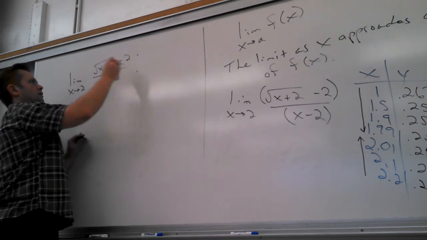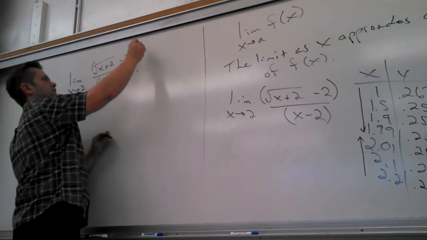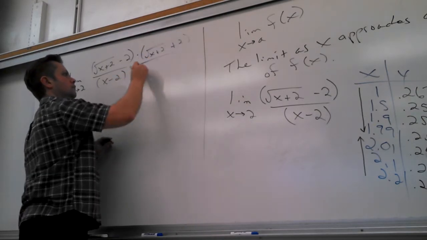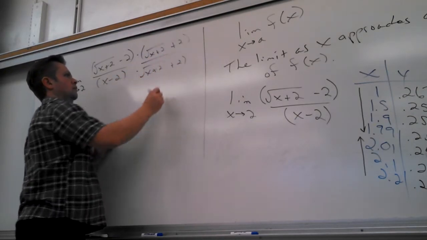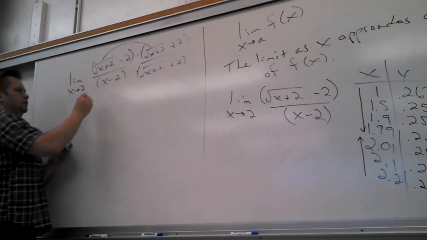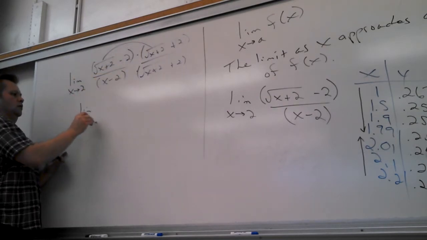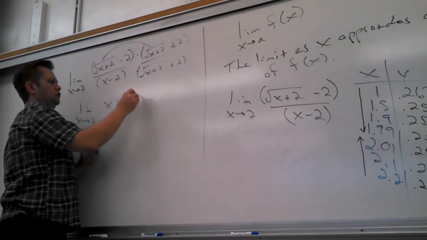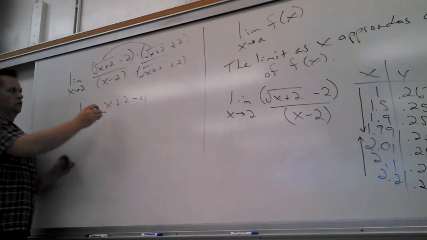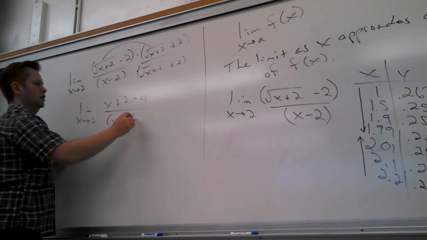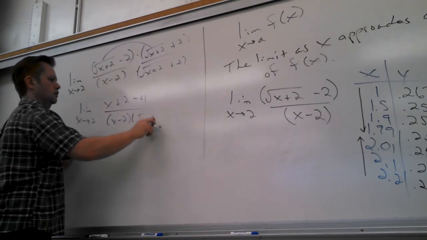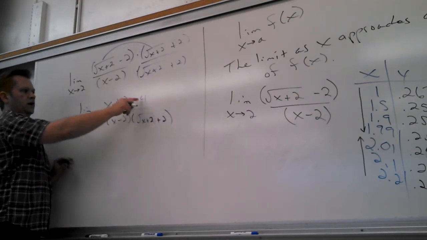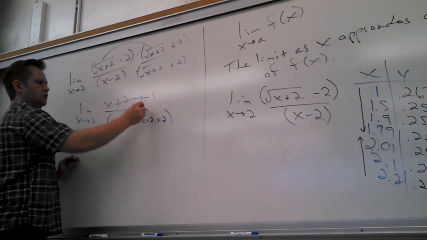What do I multiply by? The conjugate, which would be what? The square root of x plus 2, plus 2. So on the top I get x plus 2, minus 2 plus 2, so those cancel, minus 4, over x minus 2 times this business. So the x minus 2 and x minus 2 cancel. Is that cool?